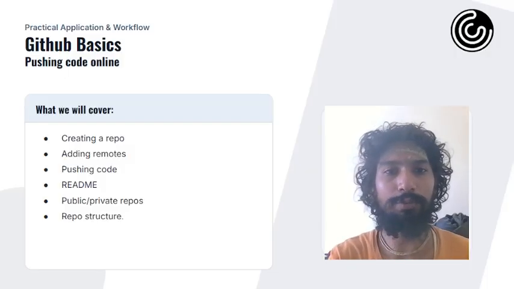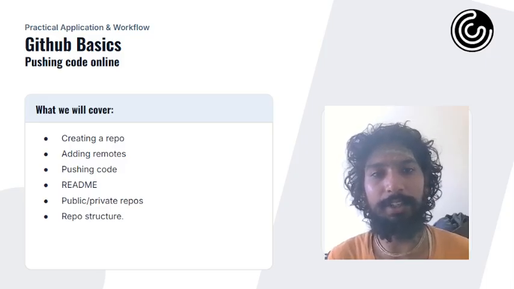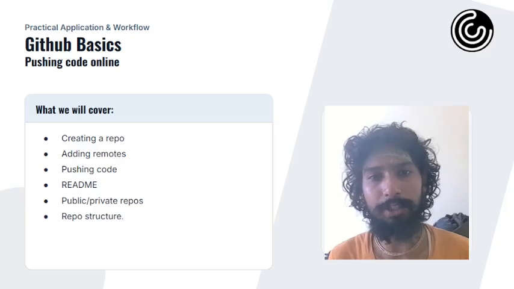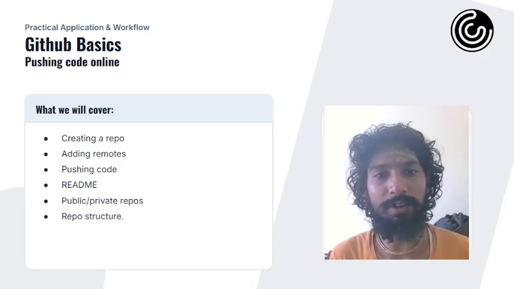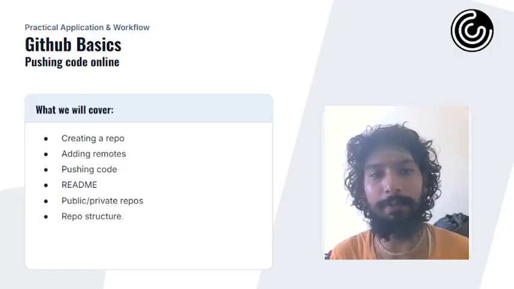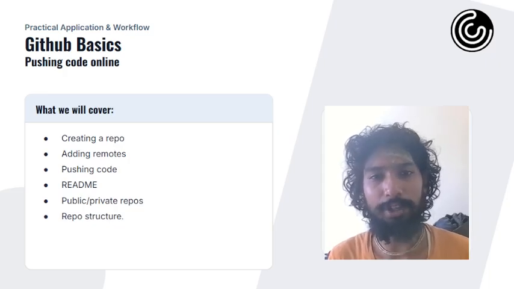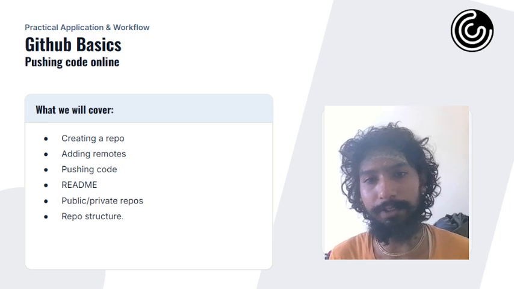So today we will do four things. First, we will create a GitHub repository. Second, we will connect our local project to that GitHub repo. Third, we will push our code online. And fourth, we will write a clean README file so that anyone who opens our project can understand what we have built. At the end, I will also explain why your GitHub profile matters a lot as a fresher.